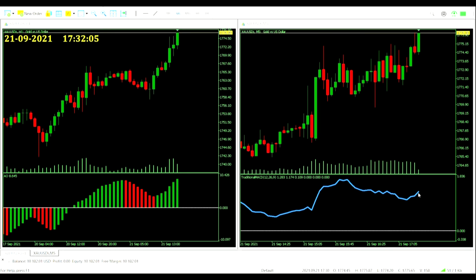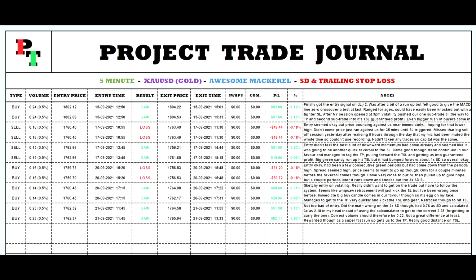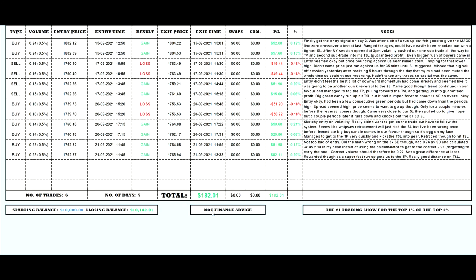And now we can hand it over to the journal to see how we've done as a whole on this strategy. After our final session, that is our journal there. And what a journal it is. You can see plenty more green than red out there. Our final figure, $182.01 up, around about 1.82% on top of the $10,000 starting balance. That took 6 trades over 5 days. We're getting just above 1 trade a day, 4 winners and 2 losers.